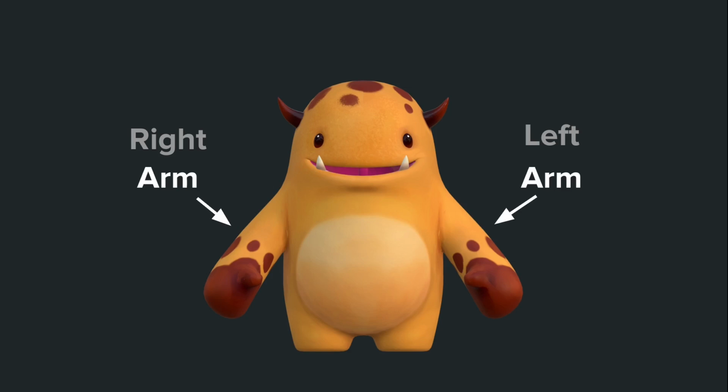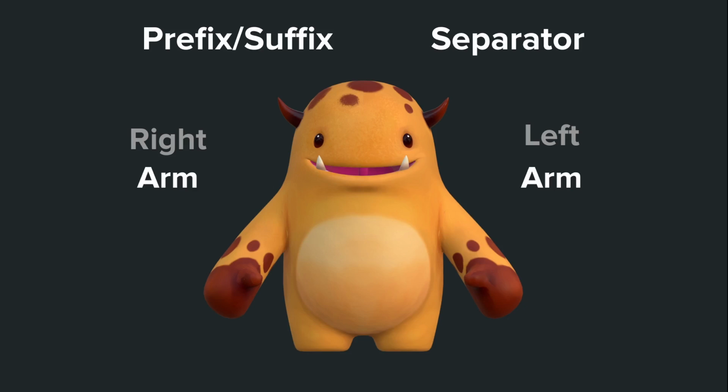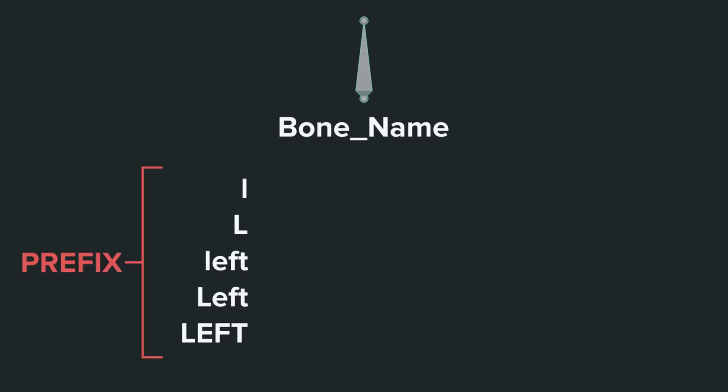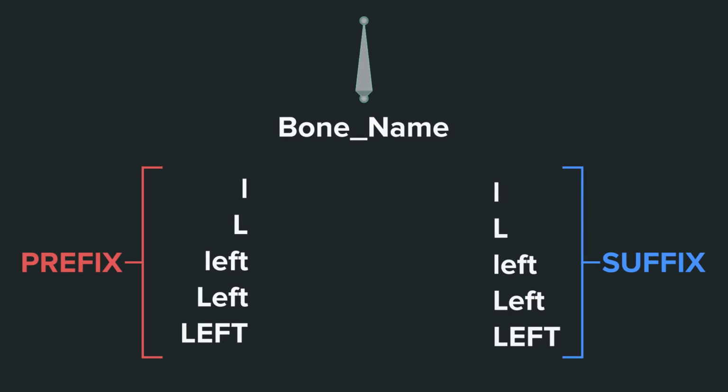You need to tell it which is the left and the right sides by either using a suffix or a prefix, and you'll need to use a separator as well. There's many valid examples, so let's go through some of them now. Here's a bone. I'm going to give it a name, bone_name. Pretty good, I know. And now we need to give it a prefix or a suffix. Here is a list of all the valid options, and I'm only showing you the left here, but obviously the opposite of that would be the right.